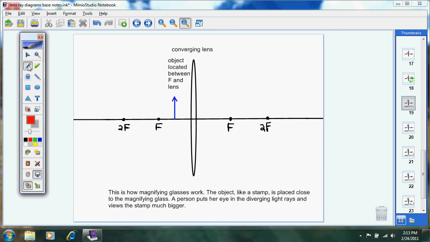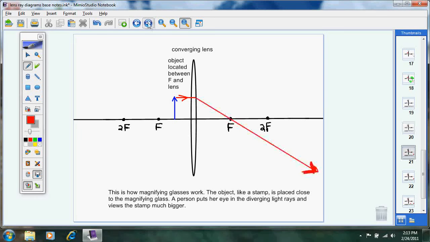If you have an object located between the focal point and the converging lens, a virtual image forms. We use the same two rays to locate this virtual image. The first light ray we draw leaving the object's head is parallel to the principal axis. When that light ray goes through the lens, it refracts and emerges through the focal point on the other side.